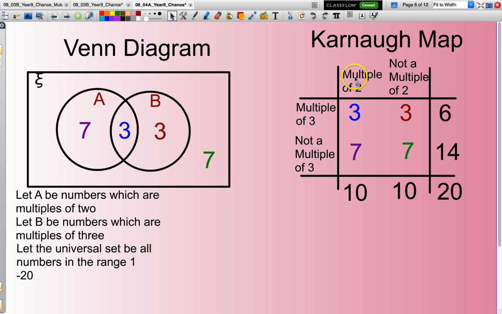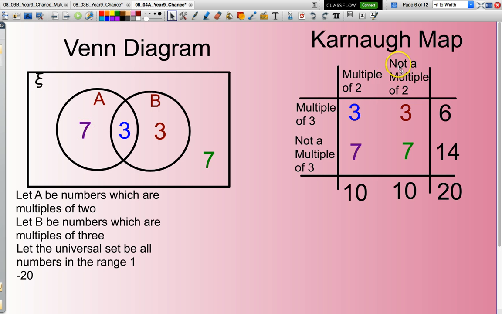If I was looking for numbers which are multiples of 2 and a multiple of 3, I can say that there are 3. That there are these numbers here. You can see that entry there? They're both A and B. What about if I was looking for a multiple of 2 and not a multiple of 3? So all the multiples of 2 are in here. Well, the ones that are also a multiple of 3 are here. So I want to exclude those because I'm looking for not a multiple of 3. So I have a total of 7.